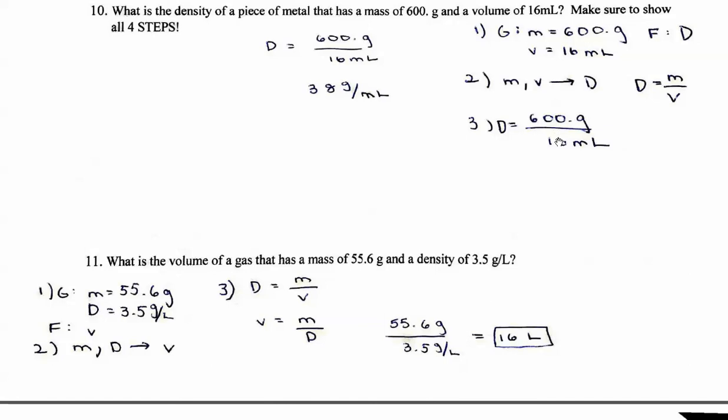600 has 3 sig figs. 16 has 2 sig figs, so it should be 38 because that's 2 sig figs. Notice my units, grams divided by mils. Because I included units here, it makes finding units for density super easy.